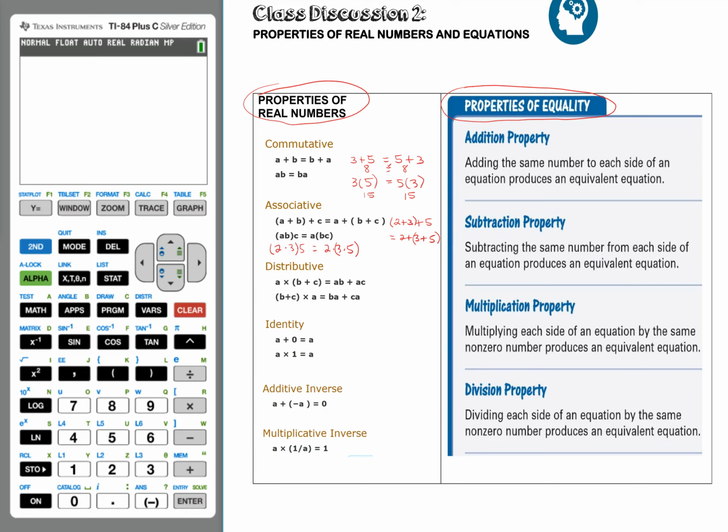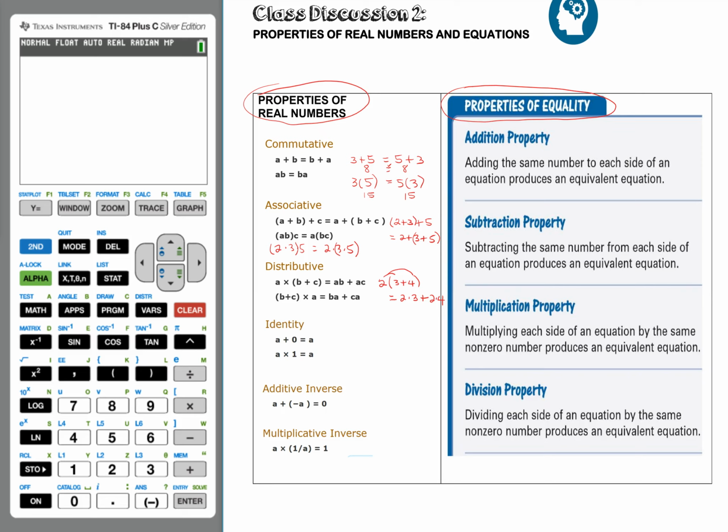Distributive property is very common. You have here 2 times 3 plus 4. That is the same as multiplying the 2 by each term, so you have 2 times 3 plus 2 times 4. So that is what we call the distributive property.